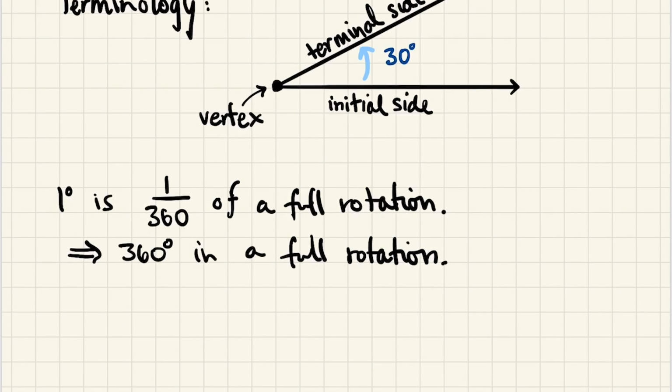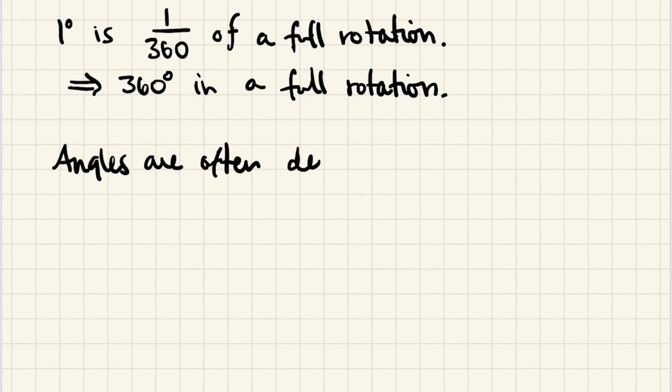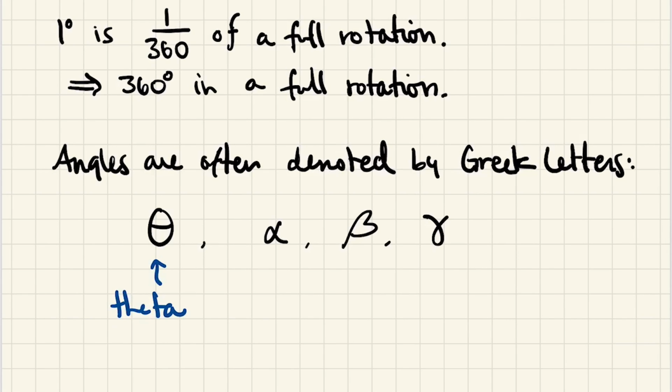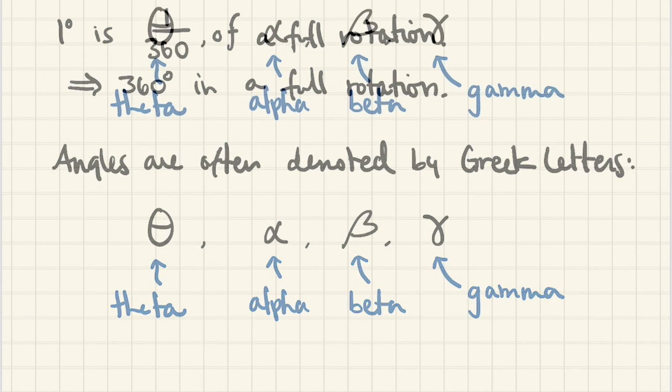Also, we use Greek letters frequently to denote angles. So most commonly it is theta. But also alpha, beta, and gamma are fairly common. There are also occasions, typically when we're working with triangles, where we will use capital letters for angles.